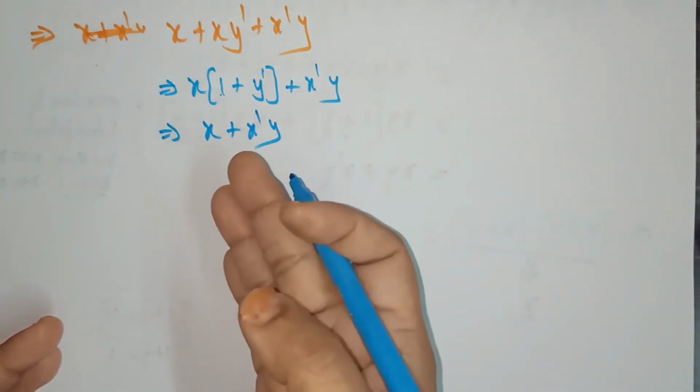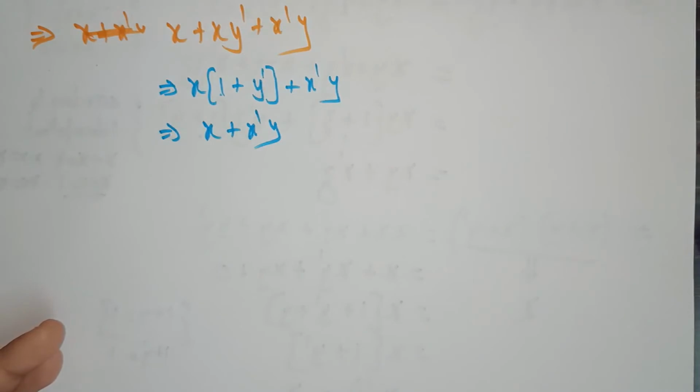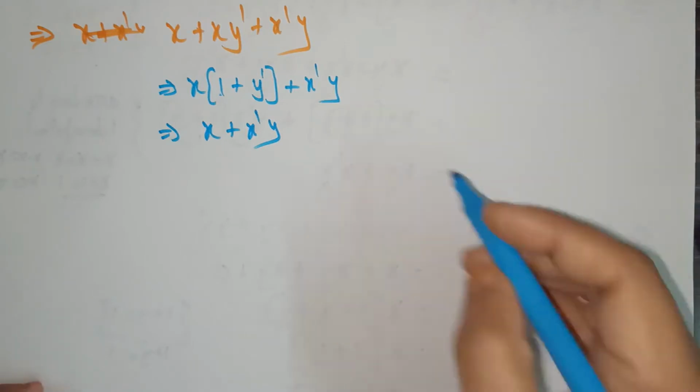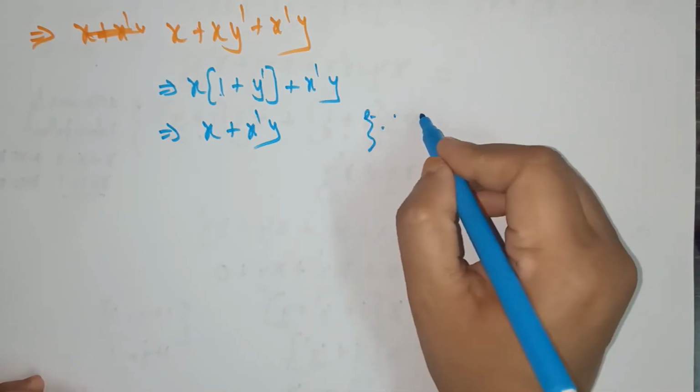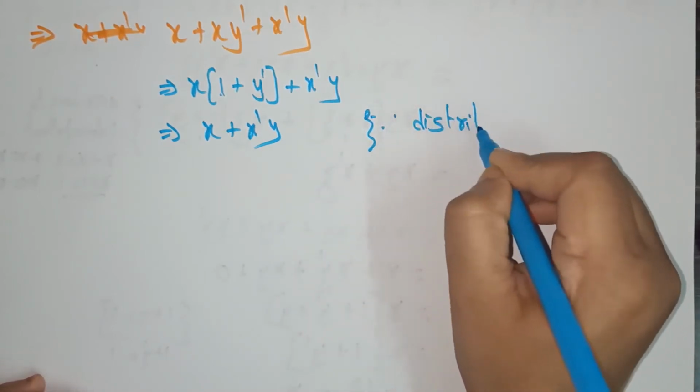I can apply the De Morgan's law, right or wrong? Can you apply De Morgan's law? It's a theorem. Sorry, not De Morgan. It's a distributive property. So apply the distributive property. I'm sorry, you just apply the distributive property.